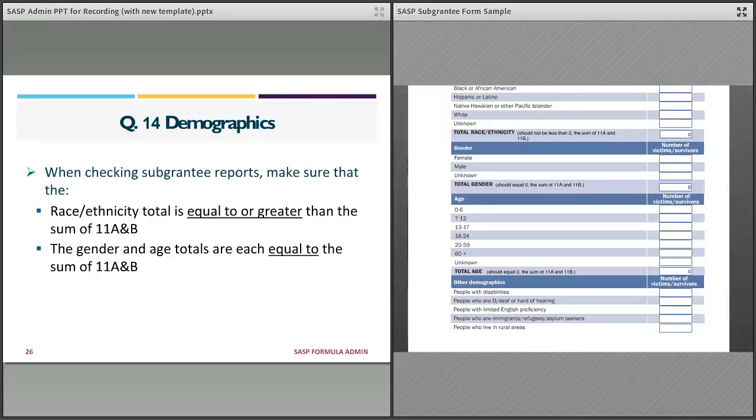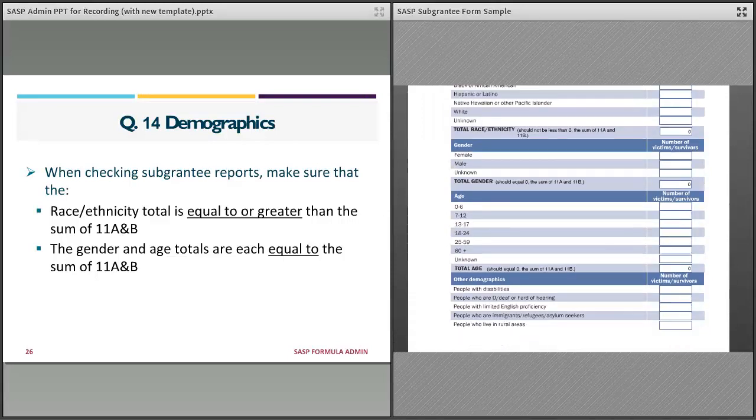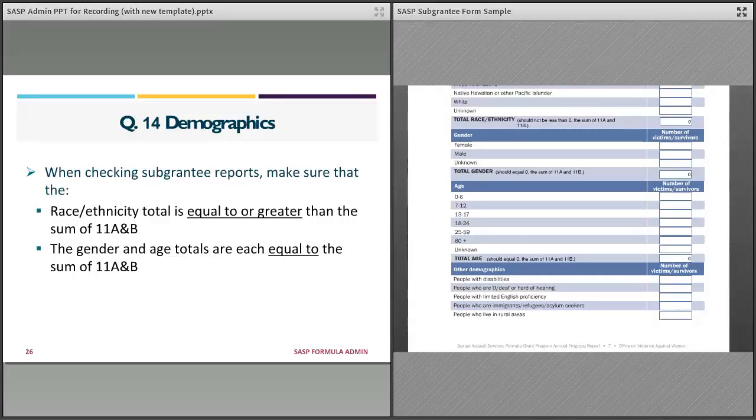Subgrantees report demographic information for primary victims and survivors only, not for secondary victims. In the age category, ages 0 through 6 and 7 through 12 are for those who are victims and survivors of sexual assault, including child sexual assault, in a dating relationship. It should not be used to count children of victims.